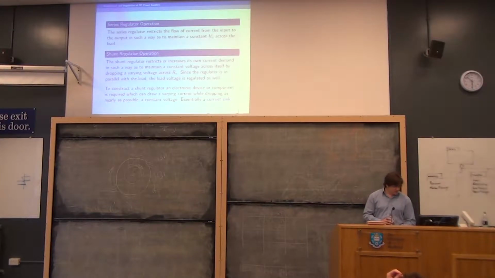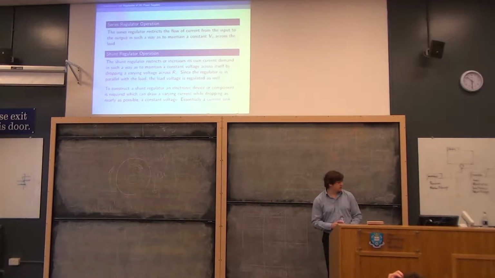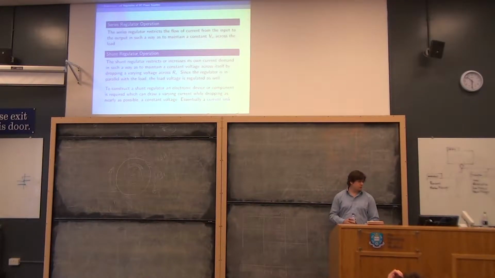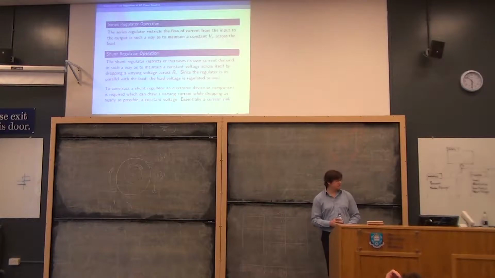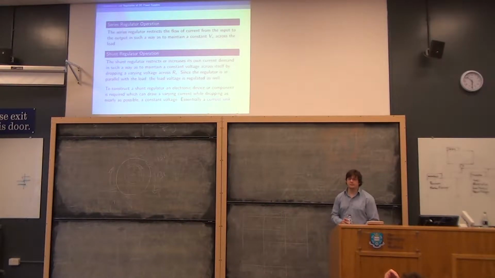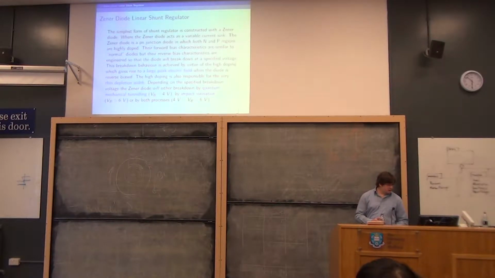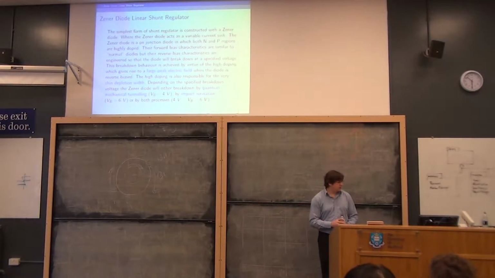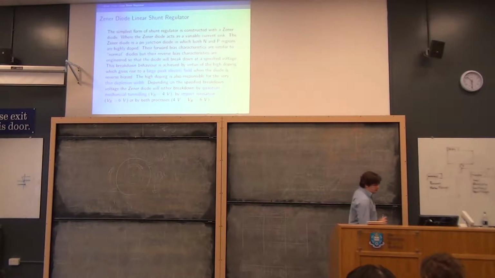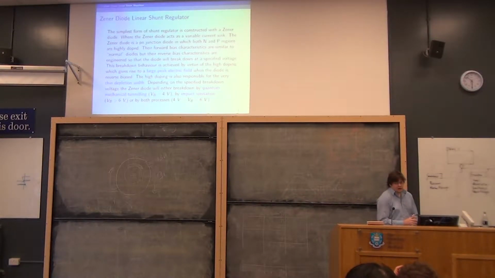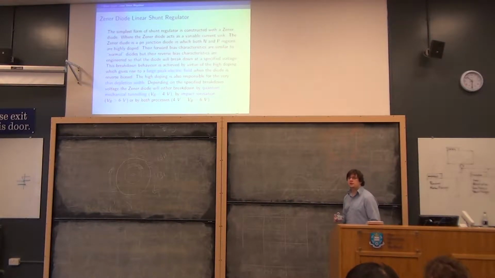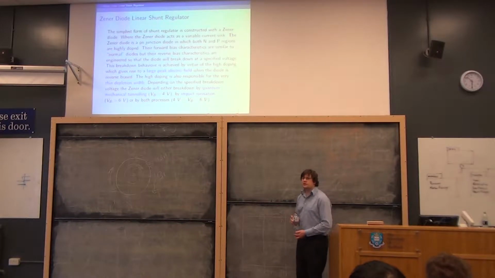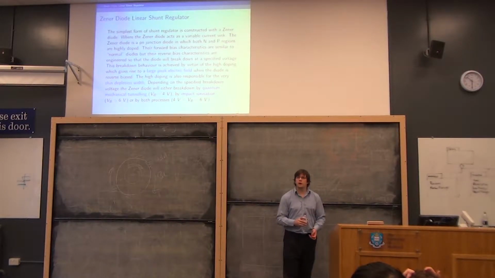So, to construct a shunt regulator, we need a device or component that can draw a varying current while dropping as nearly as possible a constant voltage. Essentially, we need a current sink. And we've already looked at something that will do this. It's a Zener diode. And it is a variable current sink in the sense that once you've broken it down, its voltage doesn't change very much, but its current can change over a remarkably wide range.